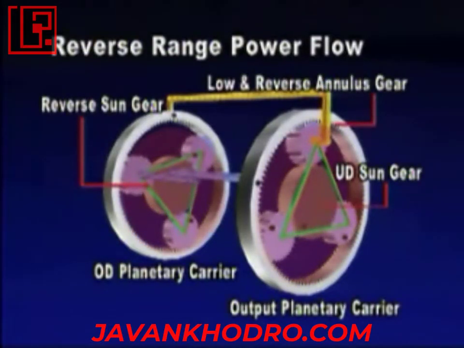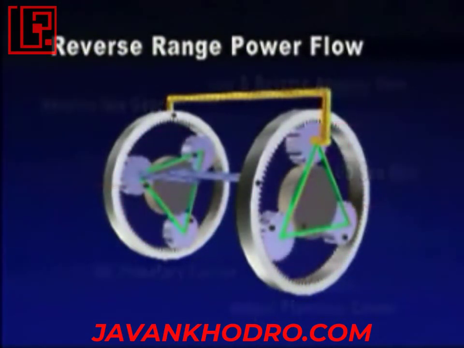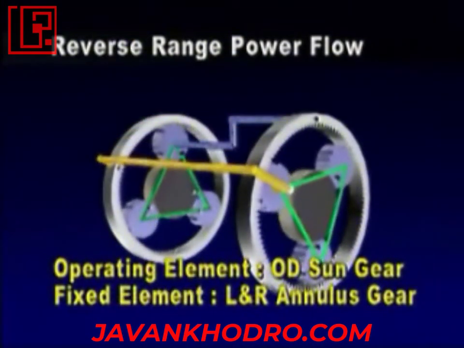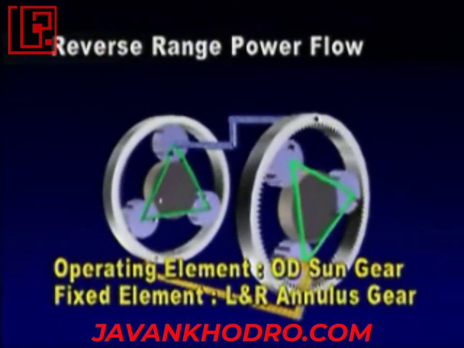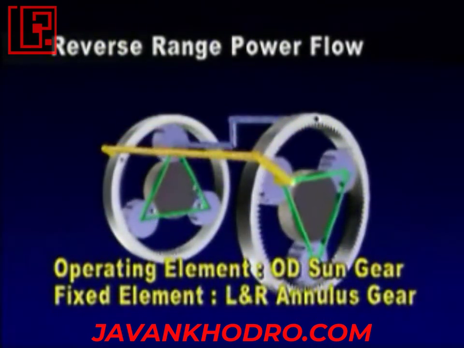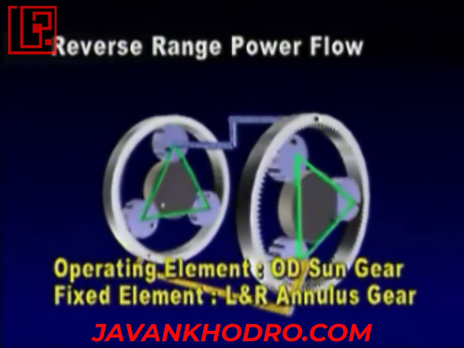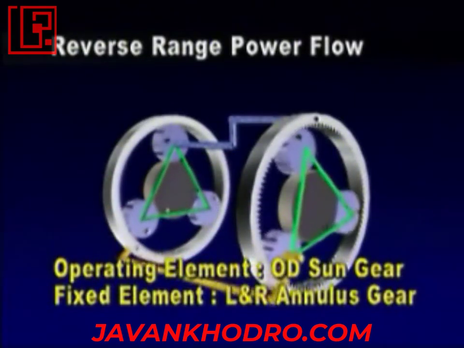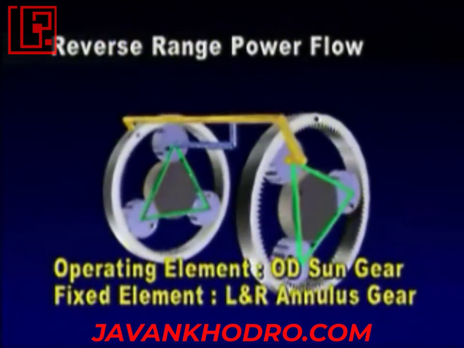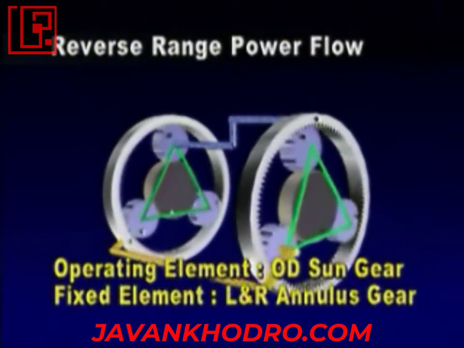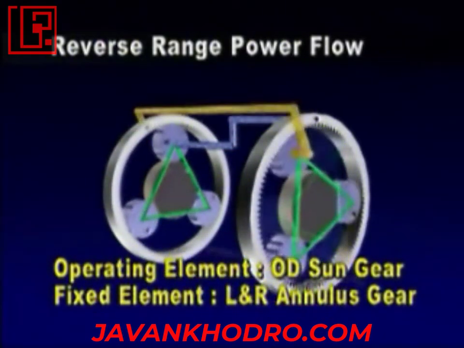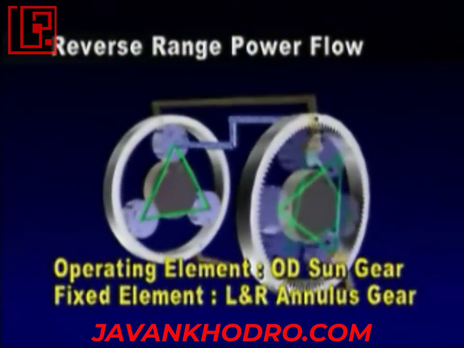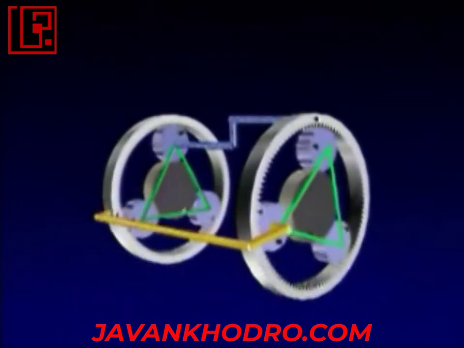In reverse, reverse clutch and low and reverse brake operate. Driving force of the input shaft is transferred to the reverse sun gear by way of reverse clutch. On the other hand, since the overdrive carrier is fixed by the low and reverse brake, driving force of reverse sun gear causes the left directional rotation force to the output annulus gear. This force drives the output pinion to let the underdrive sun gear idle freely. So, the output carrier is not affected at all.